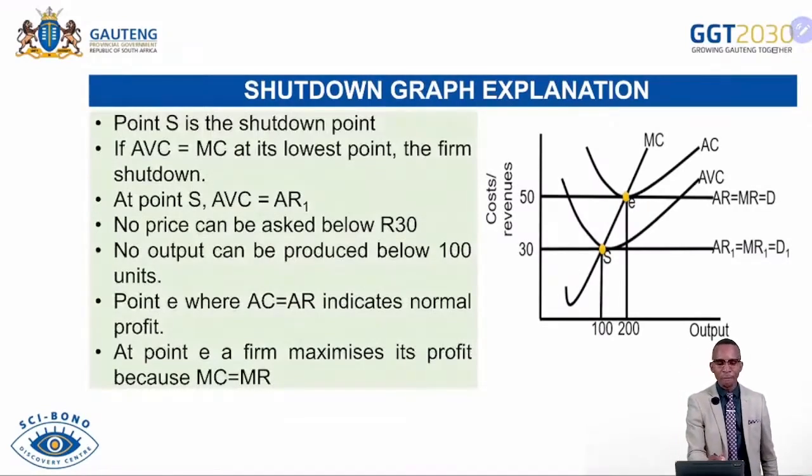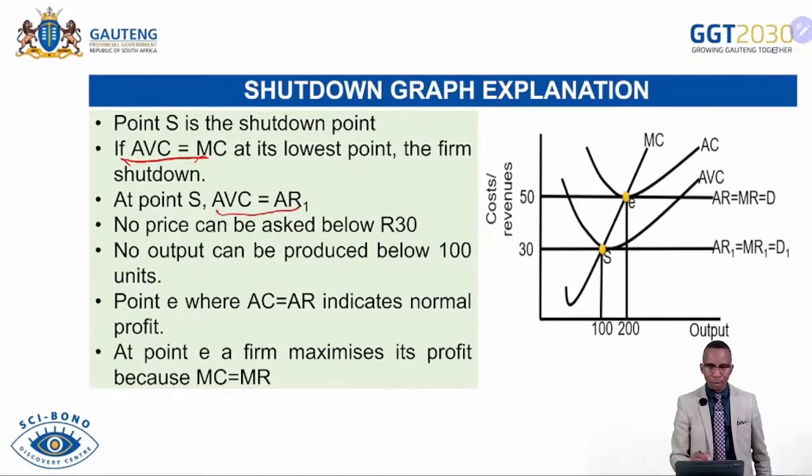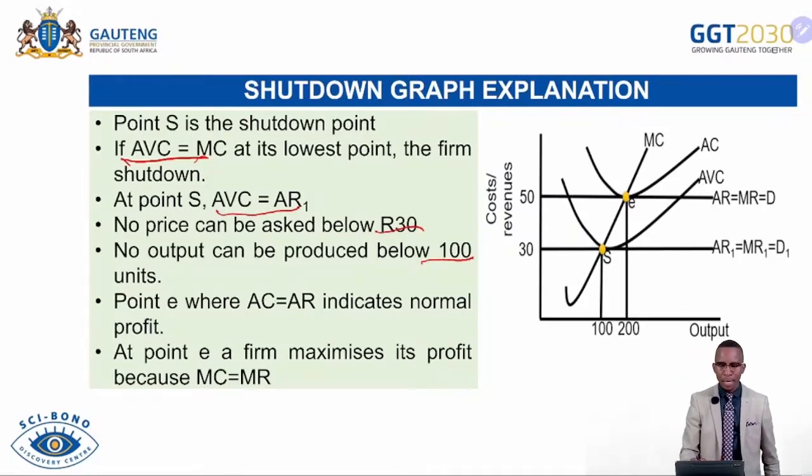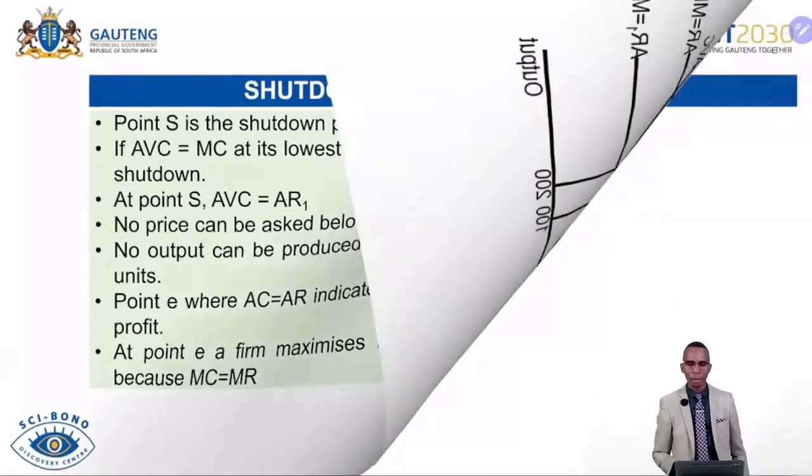If AVC equals MC, or average variable cost equals marginal cost, at its lowest point, the firm will shut down. At point S, AVC equals AR1. And then no price can be asked below 30 Rand and no output can be produced below 100 because the firm cannot afford to produce. Point E is where AC equals AR, indicating normal profit. And then at point E, the firm maximizes its profit where MC equals MR. That is your shutdown point.